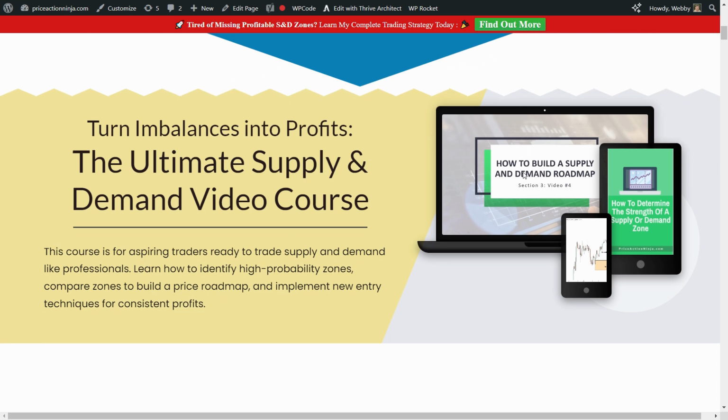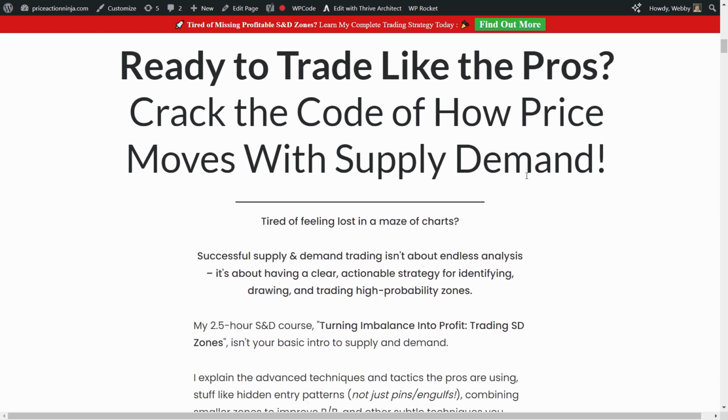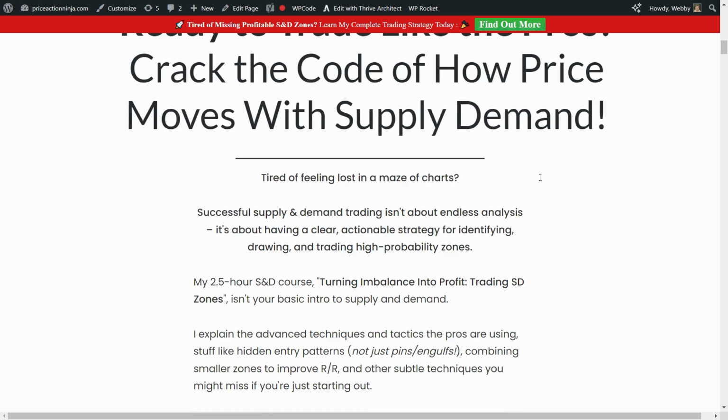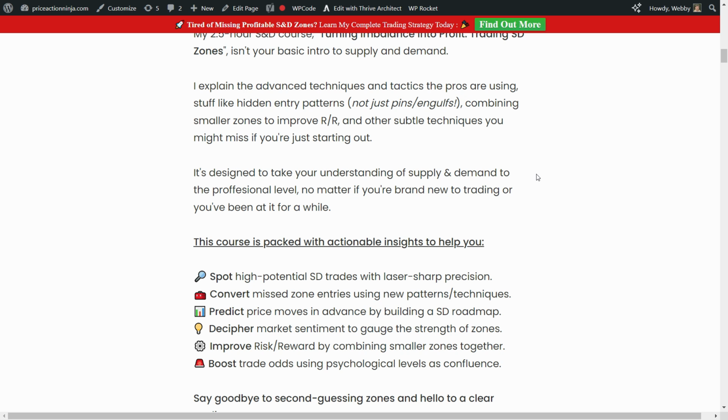It's not about learning a new way of drawing the zones or some hidden technique or pattern I've developed. It's just about minimising or fixing the main issues traders like you and me encounter when using the strategy: identifying and drawing the right zones, missing profitable zones due to little or no entry signals, or just misunderstanding how and why supply and demand zones form.